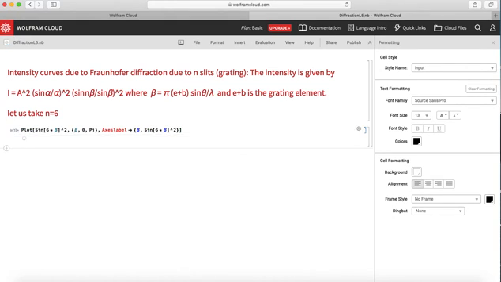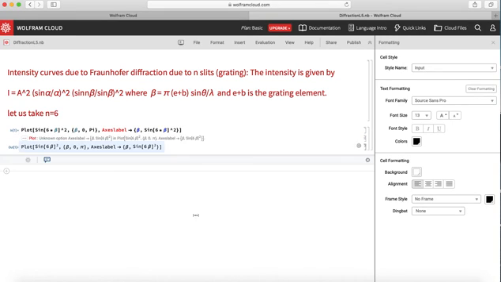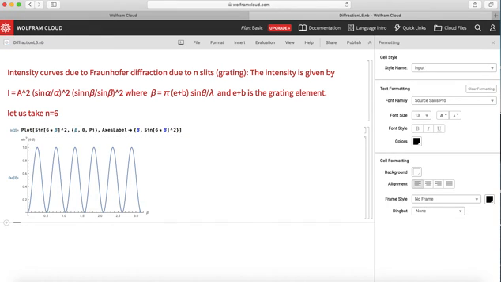Let us try to see. Shift enter. Okay, there is some error. Here, the axis label with capital L is showing in red, which means there is some error. Okay, so we got a nice plot for sine square 6 beta.